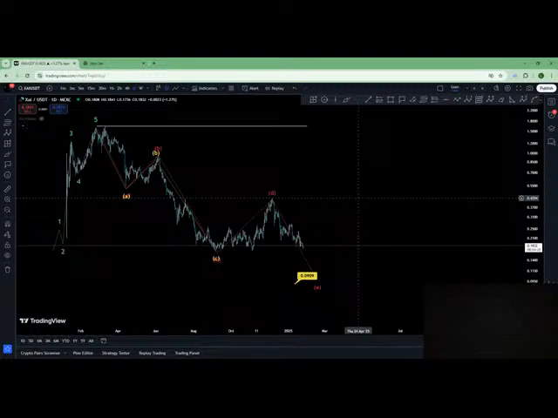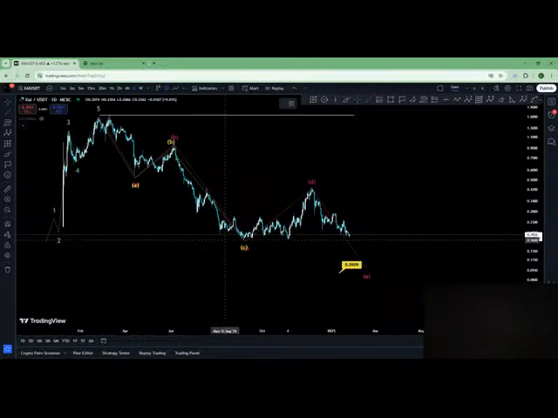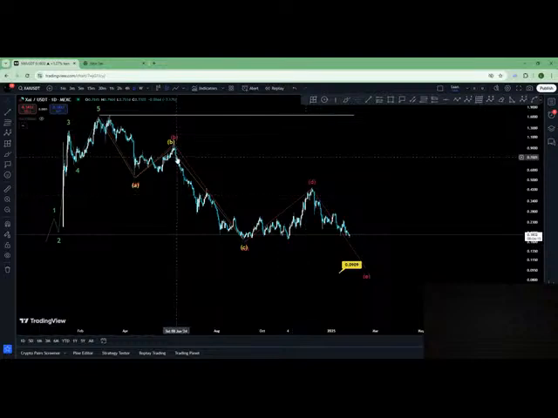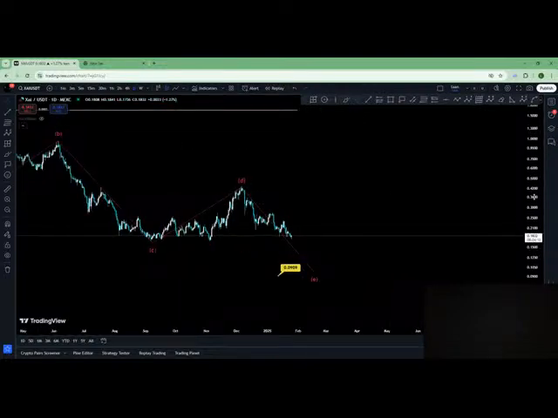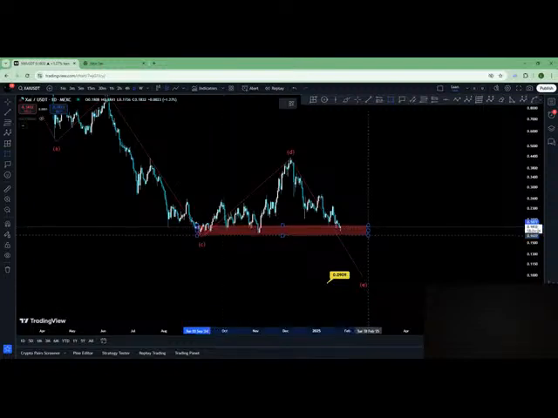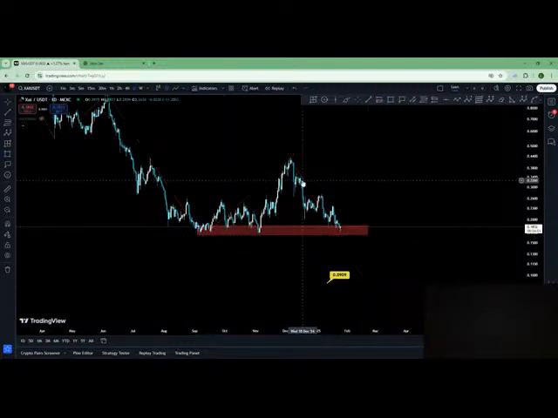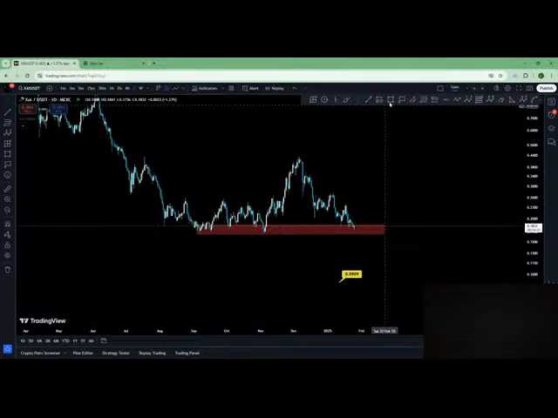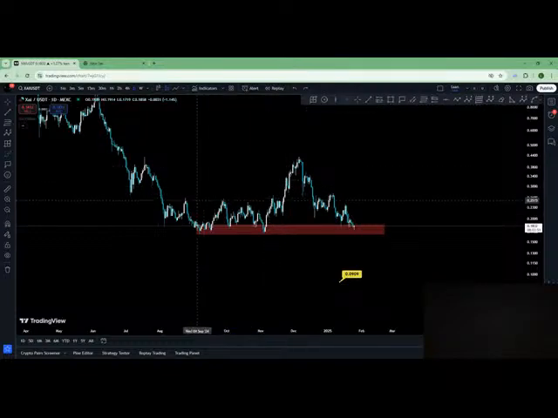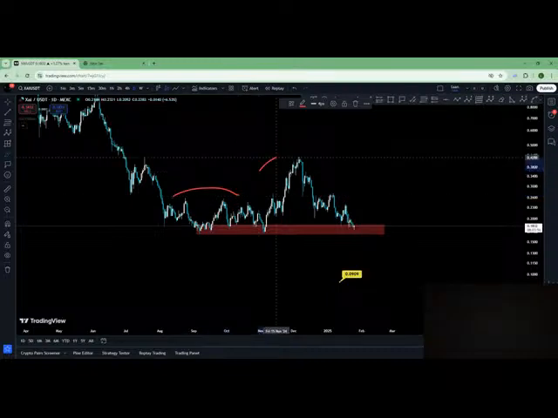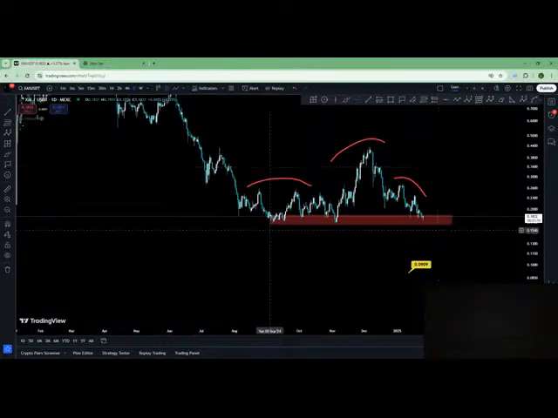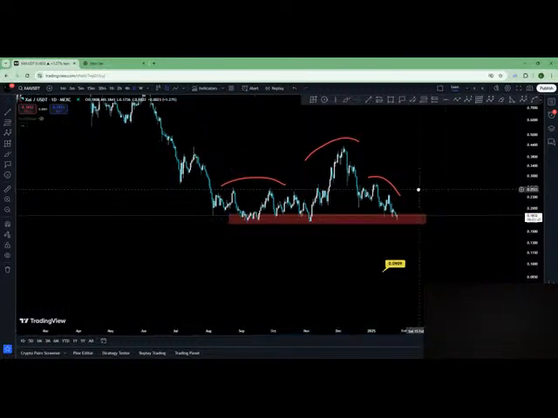If we look further down, you can see a very big support here. I hope this support will break, because you can see a head and shoulders here. It's a clear head and shoulders. See, the head is here and the shoulders are here. It has mitigated several times.